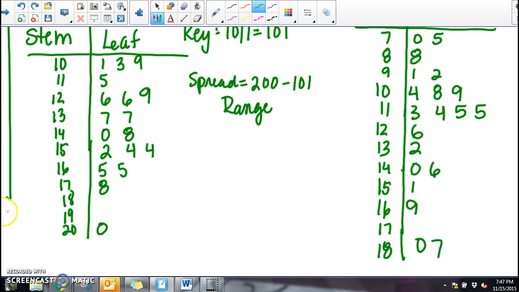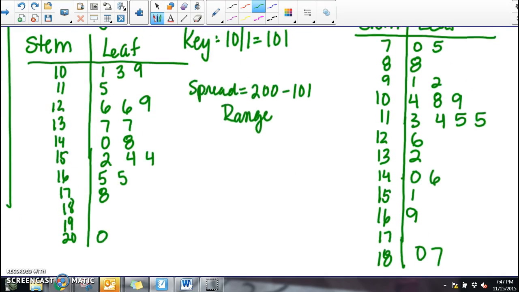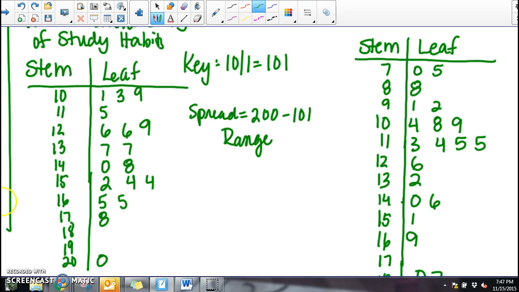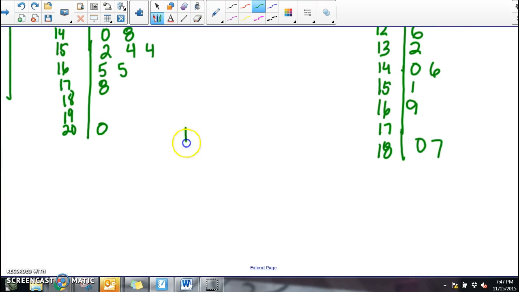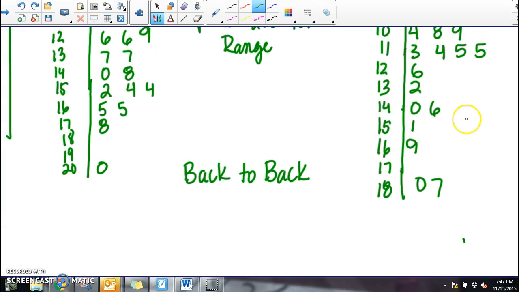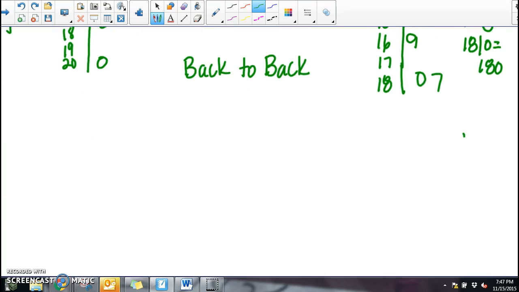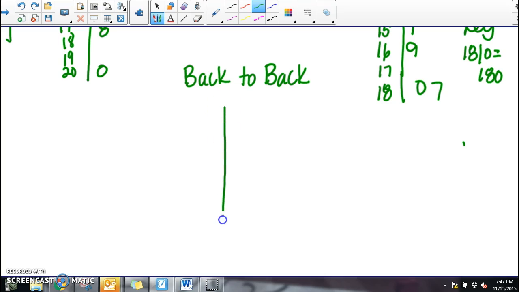And we can look at those. What you might be asked to do is actually compare the two groups. And when they ask you that, you might do what's called a back-to-back stem plot. When you do a back-to-back, that means we're going to look at the two groups together. So you would still have your title. Sorry, I forgot my key on here. So we could do a key like that equals 180. That would work.